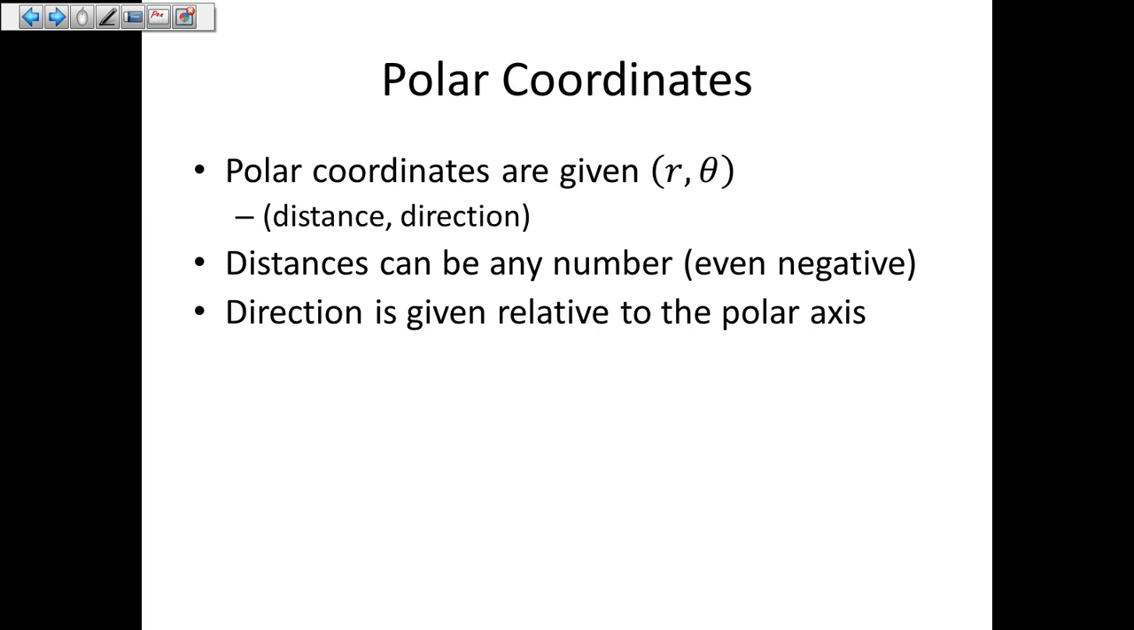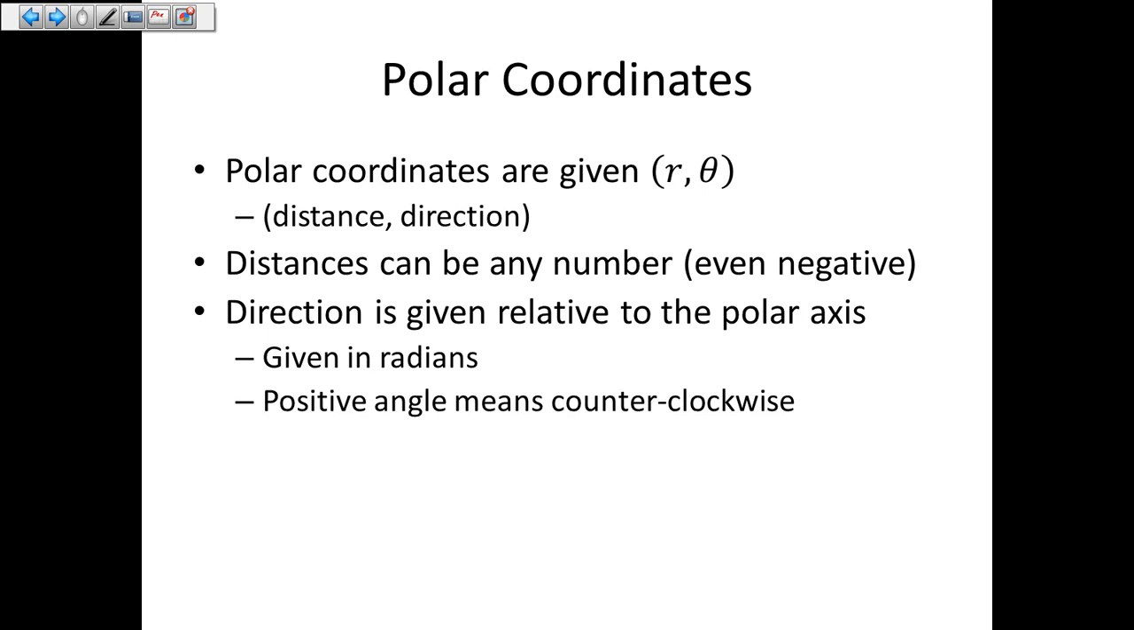The direction is given relative to the polar axis. So 0 degrees or 0 radians would be the pole pointing straight to the right. 90 degrees would be pointing straight up. 180 degrees would be pointing straight left, and so on and so forth. You should be very familiar with all of these angles. Now these are typically given in radians. Why? Well, because the math that happens is just easier when it's in radians.